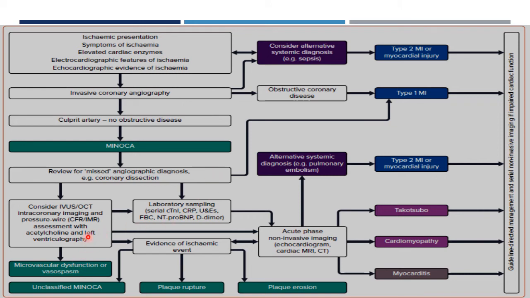Otherwise, we will use the help of these investigational modalities to establish the diagnosis of microvascular dysfunction or vasospasm, or if there is evidence of ischemic event, unclassified MINOCA, or plaque rupture or plaque erosion as the cause of MINOCA, with the help of these imaging modalities, in particular IVUS, OCT, intracoronary imaging, and pressure wire. The laboratory investigations will help us to establish any acute insult, alternative systemic diagnosis, for example, pulmonary embolism, Takotsubo cardiomyopathy, or myocarditis. Okay, so this is how to approach a patient with MINOCA, how to reach a working diagnosis, how to exclude definite other causes, and how to reach the underlying pathophysiological mechanism of MINOCA.